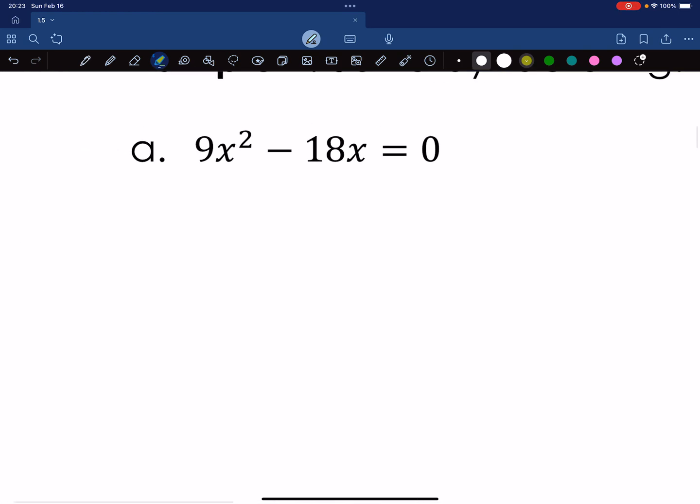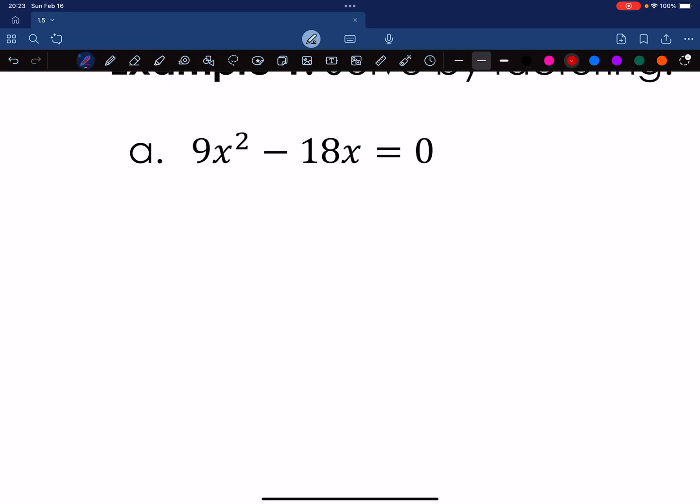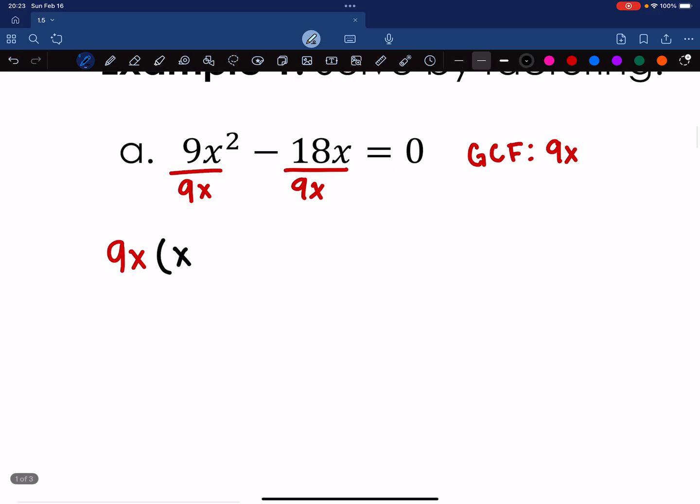Here we go. We're going to solve by factoring. First off, notice that we have 9x squared minus 18x equals 0. Everything is set equal to 0, so then we can start factoring. There is a greatest common factor of 9x, so we can divide out a 9x in both terms. Remember that our greatest common factor goes on the outside, and on the inside is what's left over. 9x squared divided by 9x is x. Negative 18x divided by 9x is a negative 2, equal to 0.